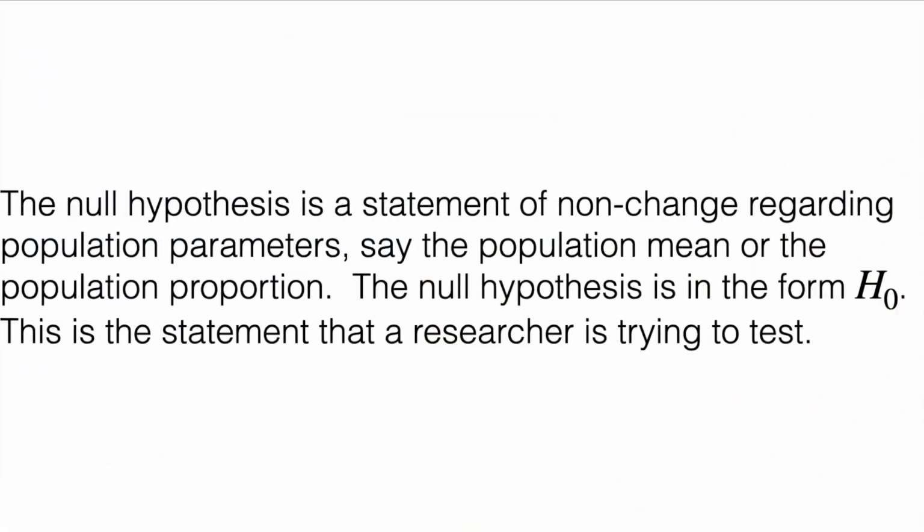That being the case, the statement regarding the current situation of the population parameter is referred to as the null hypothesis. So the null hypothesis is a statement of non-change regarding a population parameter, say the population mean or the proportion, and the null hypothesis is usually in the form of H sub 0. That is the form that we use. This is also the statement that a researcher is trying to test.